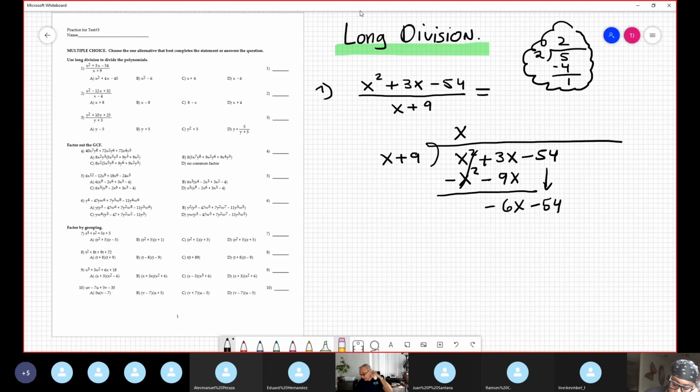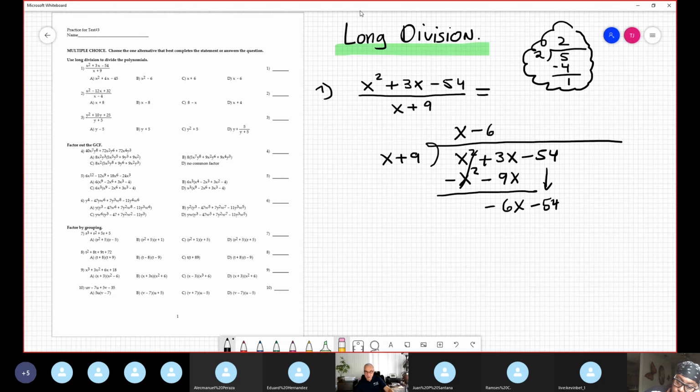How do you know when you stop? You stop when the degree of this part is less than the degree of the divisor. Remember, degree is the exponent. The degree of this is 1, because the exponent of x is 1, and the degree of the divisor is 1. So no, we cannot stop. We continue until the degree is 0. Bring down 54, and I can see that the next term is negative 6.